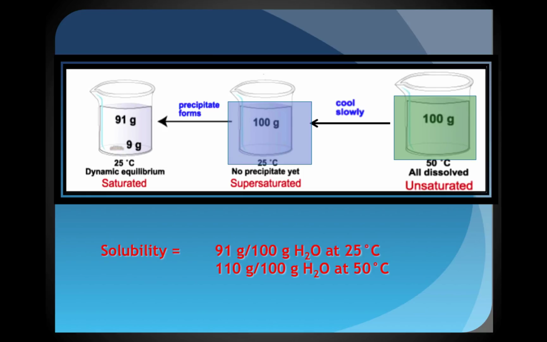Now, if I come in and I add a little bit more of the solute, or I stir it, or I do anything to disturb the solution, a precipitate is going to form, and I'll wind up with the last beaker, and it returns to a saturated state with 9 grams on the bottom, 91 grams dissolved.